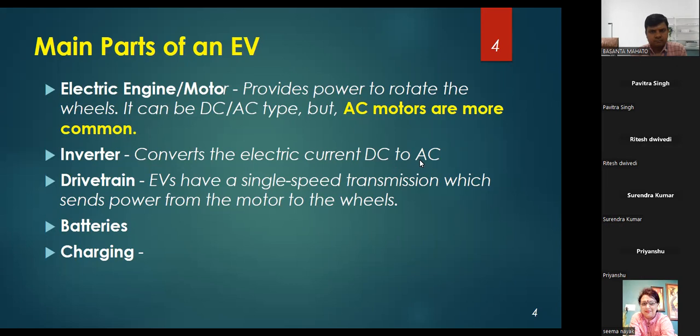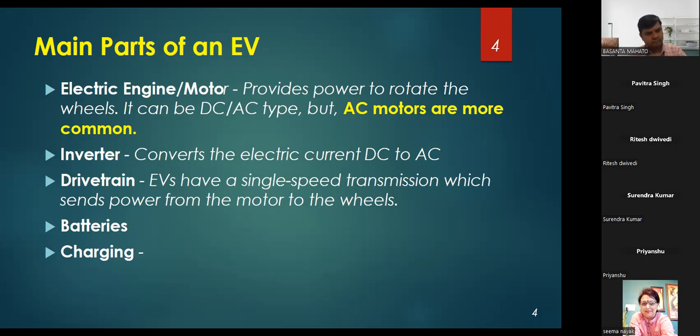So this use of alternating current is more preferred as compared to the DC current, because in case of DC current, buses are used and the cyclic maintenance will be higher as compared to the alternating current. So next is the drive train.